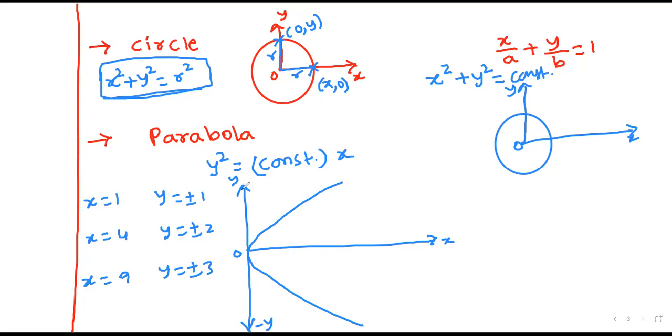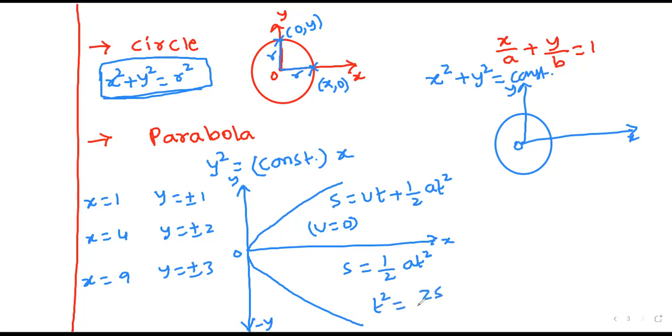Suppose let us consider the formula s equal to ut plus half at square. For initial velocity 0, I can write s equal to half a t square. So t square equal to 2 by a, which is a constant, into s.